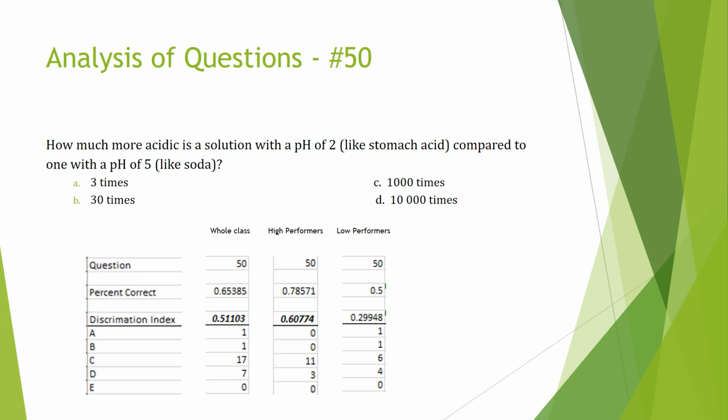And so 65% of the whole class got this one correct. My high performers got 78% and it was actually really good at discriminating, a 0.6 value for that. And then 50% of my low performers got it correct. So overall, not too bad. And they had a 0.3 discrimination factor as well.